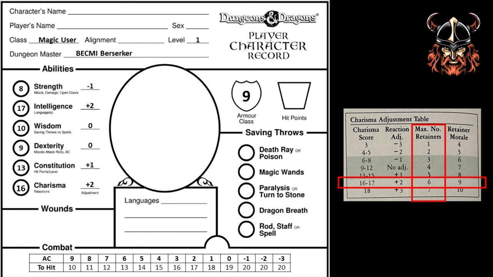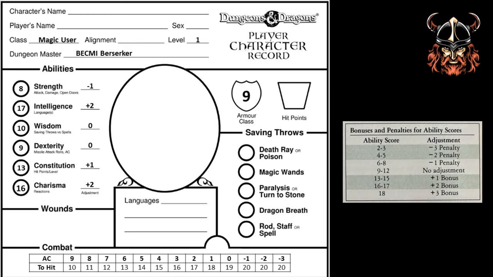In addition, due to this high charisma, each of these 6 retainers will have a morale score of 9, meaning they are less likely to run away when things are getting a bit fraught. Each of these adjustments will affect my character's interaction with the world, as described by the highlighted text, but this magic user is certainly shaping up to be a clever force of personality.